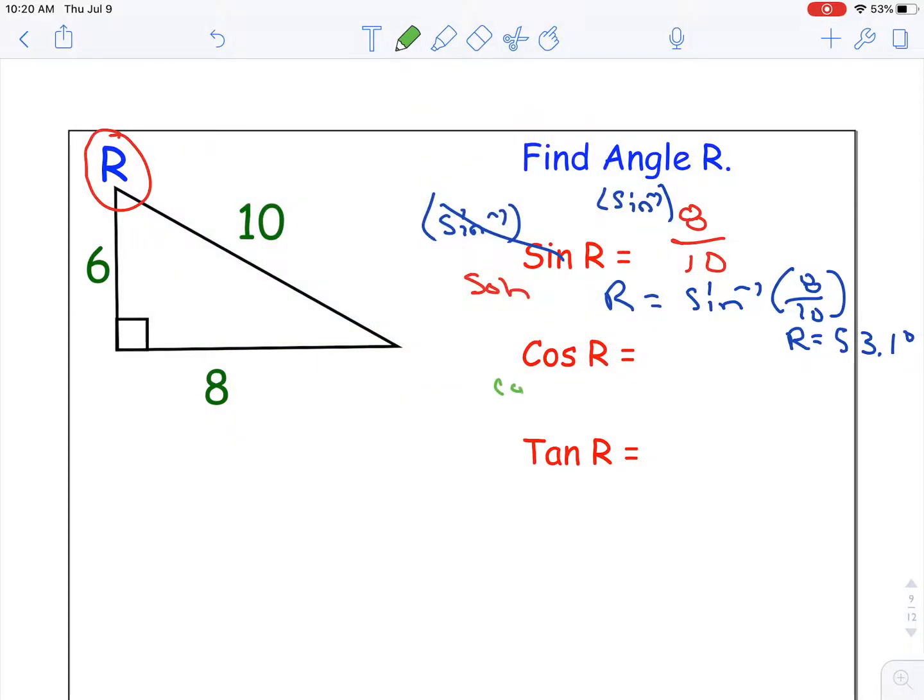Well, now, if you look at finding it using the cosine, which is CAH, now I'm going to take the side adjacent, which is 6, over the hypotenuse 10.